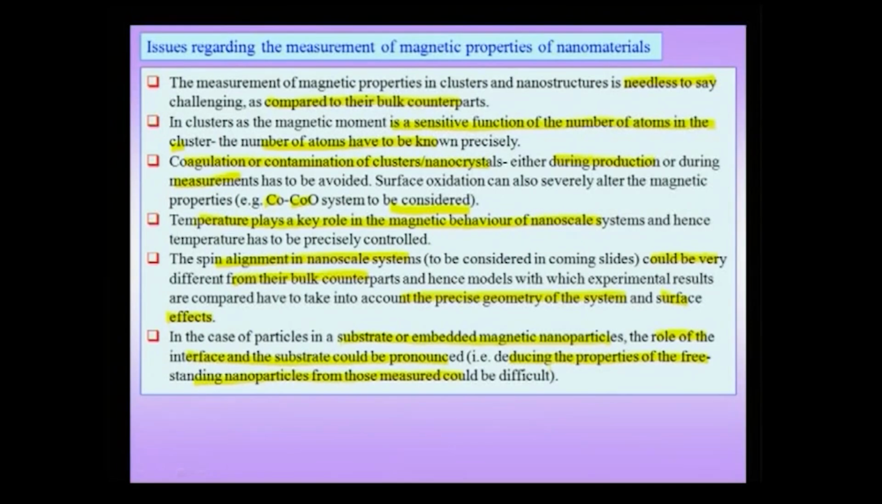Therefore, to summarize this slide, issues regarding the measurement of magnetic particles are many. A few of them we have taken up in this slide, but as you can see, issues regarding, for instance, the purity of the nanoparticle, the temperature of the system, the actual knowledge regarding the number of atoms in the system, and the kind of models taken into account, like in terms of the spin alignment, have to be specially constructed for these nanoclusters and nanoparticles, and we cannot merely extrapolate from their bulk counterparts.